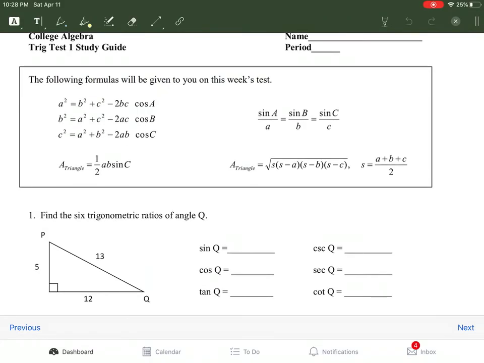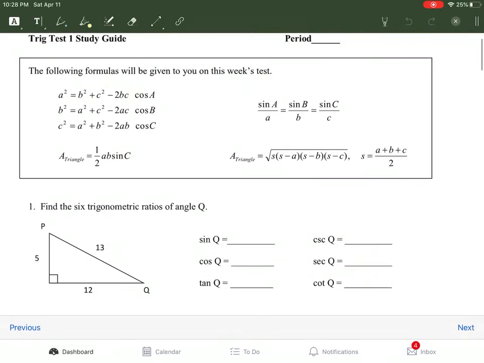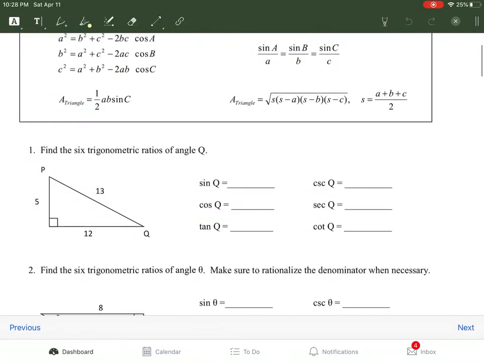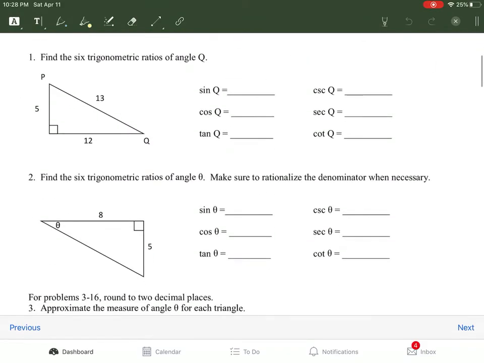So do the corrections, somehow submit it to me, take a picture, whatever it is, and then I'll find a time or find a way to get you the retest. Take the retest, work on passing the class. So here is the review video for the first unit in semester 2.